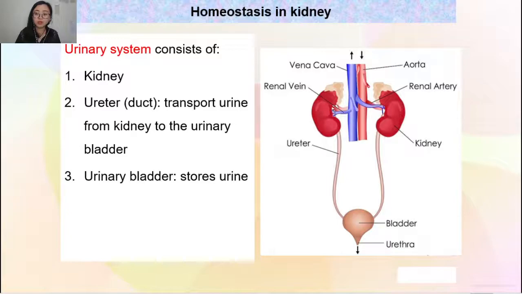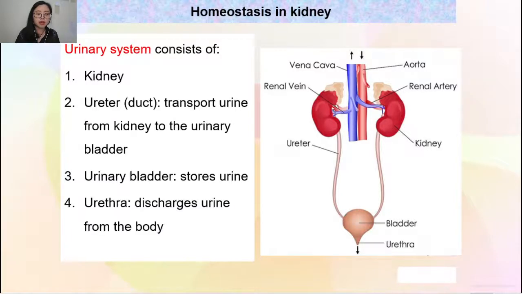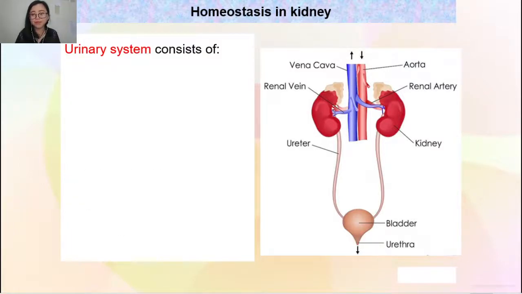Next, we'll talk about the urinary bladder. This is the third part of your urinary system, and that's that. Pundi kencing. And last but not least, it is the urethra, which is the part of the organ in the urinary system that discharges urine from the body. Okay, so these are the components of your urinary system.